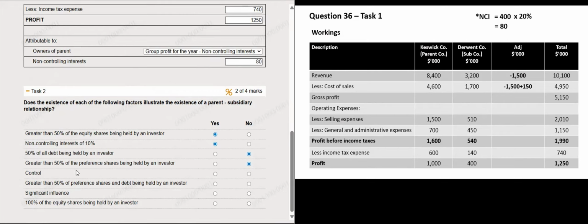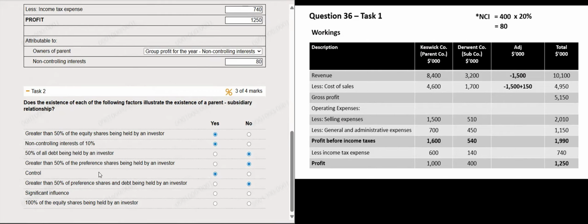The next one is control. It is a yes. We just recalled that having control over another company is the litmus test of having a parent-subsidiary relationship. The next one looks at greater than 50% shares and debt being held by an investor. Preference shares are non-equity ownership. These are often the non-voting shares and are entitled to fixed return, and therefore, just like debt, don't constitute control over the company. So this also doesn't qualify for the parent-subsidiary relationship.